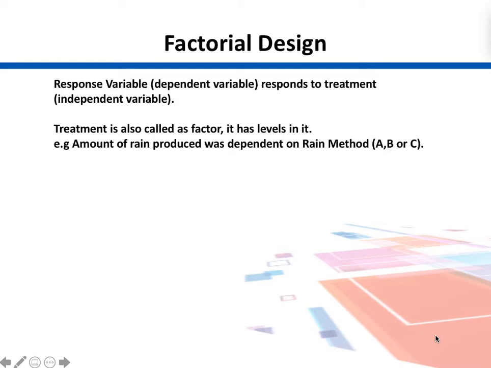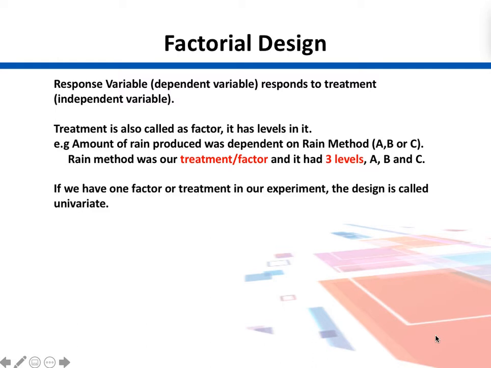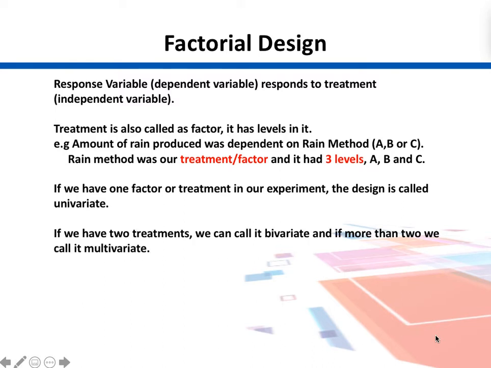For example, the amount of rain produced was dependent on rain methods A, B, or C. Rain method was our treatment or factor, and it had three levels in it, A, B, and C. If we have one factor or treatment in our experiment, the design is called univariate. If we have two treatments, we can call it bivariate, and more than two, we call it multivariate.